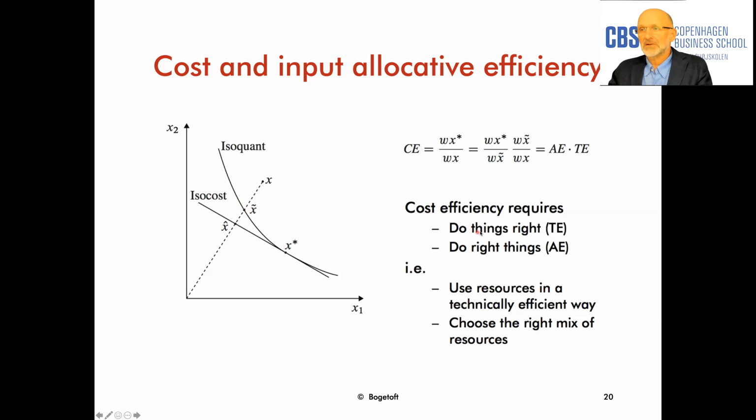So by just these almost similar formulations, we can emphasize the difference between technical efficiency, which is to do things right, and allocative efficiency, which is to do the right things. Basically, we need to use the resources in a technically efficient way, and we need to choose the mix of resources that is the smartest one. So that was the cost and input allocative efficiency.